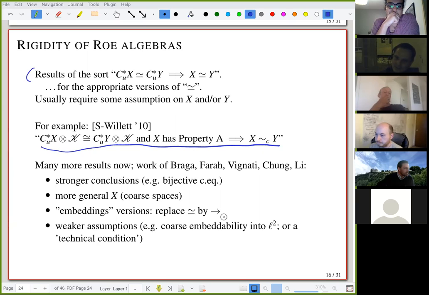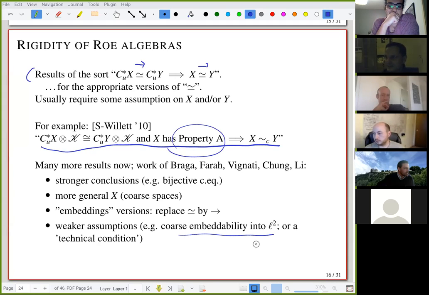Now these guys are really, really good. They get even embeddings versions. So they assume that there is a map this way. You need to assume more than just a star homomorphism. It has to be a little more, but then you actually do get a coarse map going one way. And the main thing is that they weaken this assumption of property A to coarse embeddability into L2.